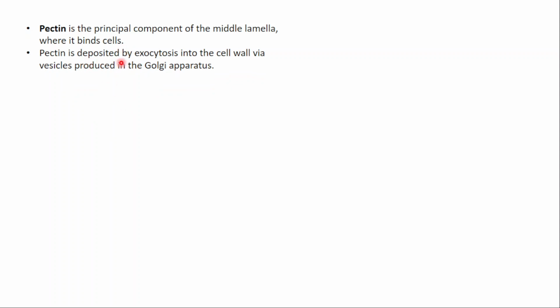Pectin is also deposited by exocytosis into the cell wall via vesicles produced in the Golgi apparatus. So where does this pectin come from? Pectin comes from the Golgi apparatus. The Golgi apparatus is the cellular organelle in which all the protein sorting, molecule sorting is happening. So the Golgi apparatus channels these pectin vesicles into the cell wall, and via a process called exocytosis, this pectin is deposited into the cell wall, forming the middle lamella. So it's a hard and thick structure.